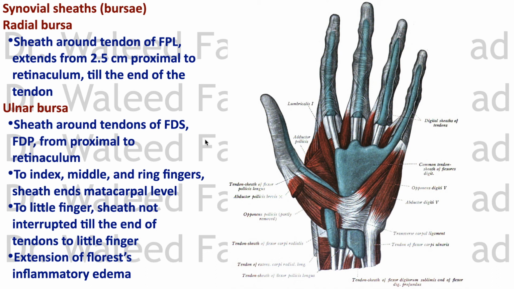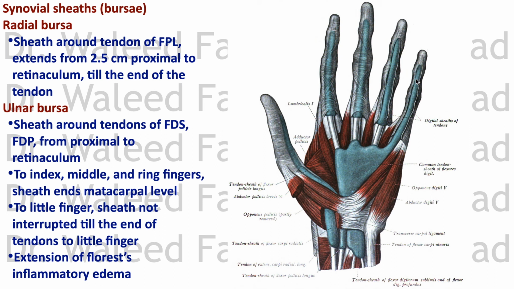Okay. For the synovial sheaths or bursae of the hand, we have the radial bursa, which is the sheath around the tendon of flexor pollicis longus and extends 2.5 centimeters proximal to the wrist joint. And the ulnar bursa, the one you see here, around the long flexor tendons. It's interrupted in the middle at the metacarpal level, not continuous to the index, middle, and ring fingers, but it's continuous all the way to the little finger.